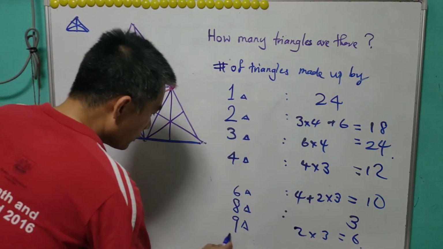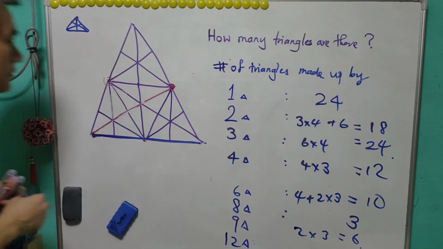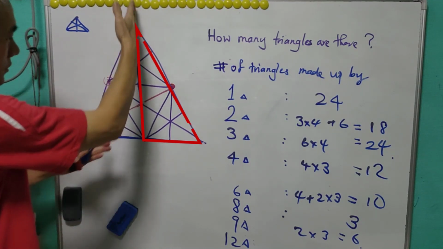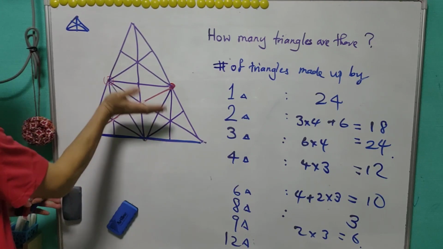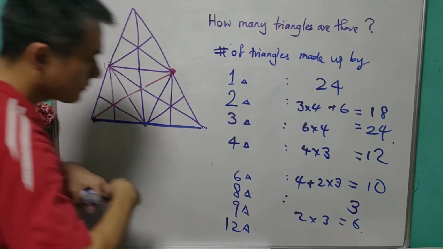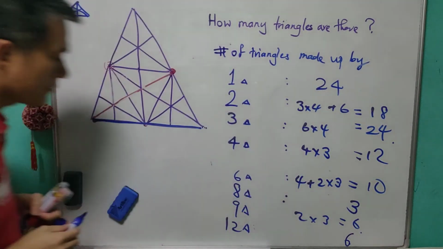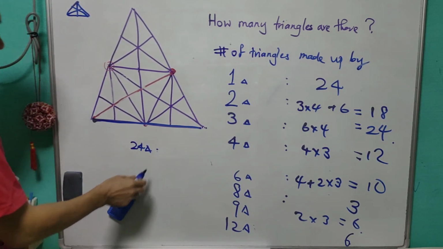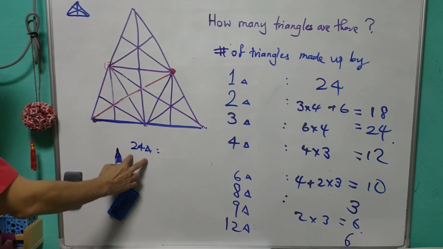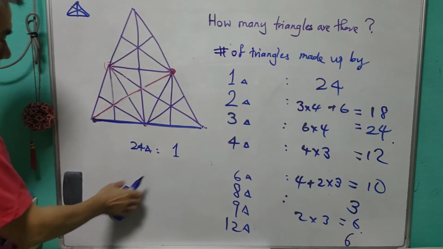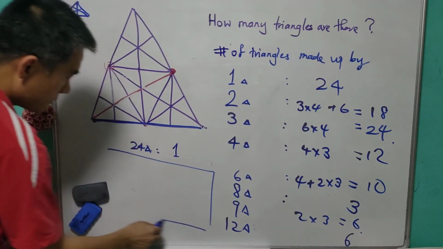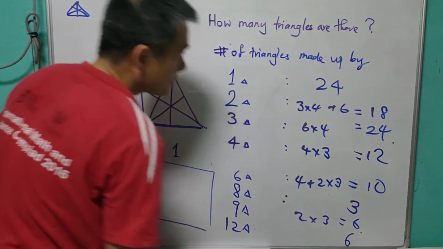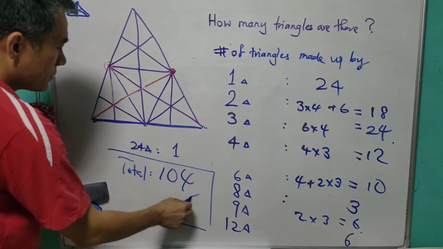And it can also be 12 smallest triangles. 1, 2, 3, 4, 5, 6, 7, 8, 9, 10, 11, 12. So 1, 2, 3, 4, 5, 6. So another 6. And don't forget the largest triangle, which is made up by 24 smallest triangles, that's 1. So with this, we can have a total of the sum of all this, and it is 104.